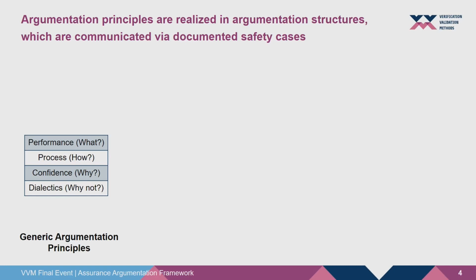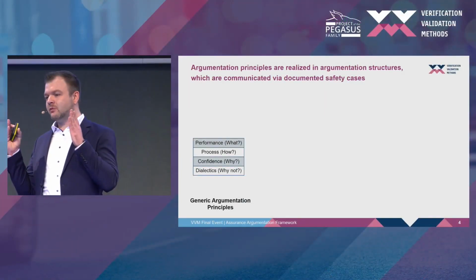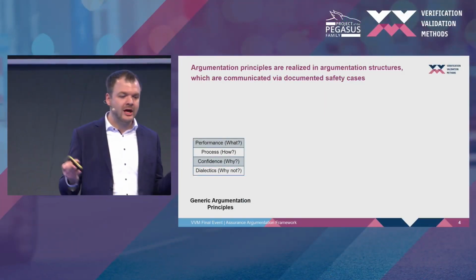And confidence and dialectics are less properties that we address with respect to the system or process, but there we ask ourselves whether our argument itself can be considered valid. So, in a way, we are taking a meta perspective on argumentation and ask why we can trust our argument and potentially whether there's reason to believe that we cannot trust it because there might be lack of knowledge.